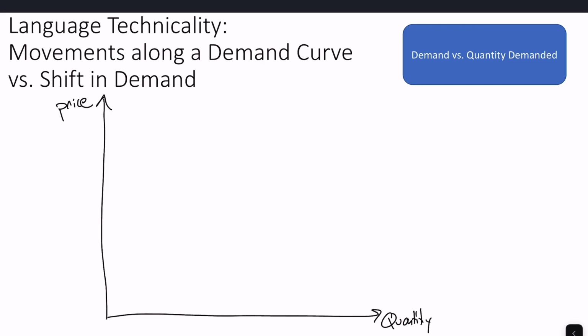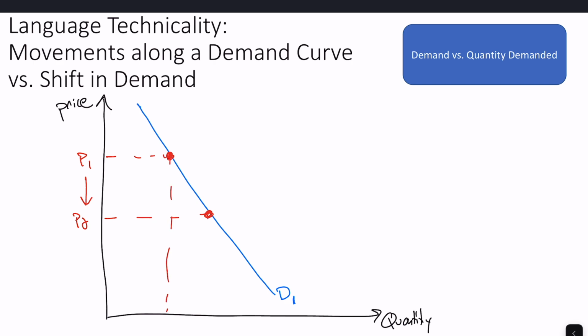We need to separate how we refer to a shift in the demand curve versus a movement along a demand curve. Here's demand curve 1. If we have a price change, say price goes down from P1 to P2, that's going to change the quantity demanded from Q1 up to Q2. Price goes down, quantity goes up, just like the law of demand.